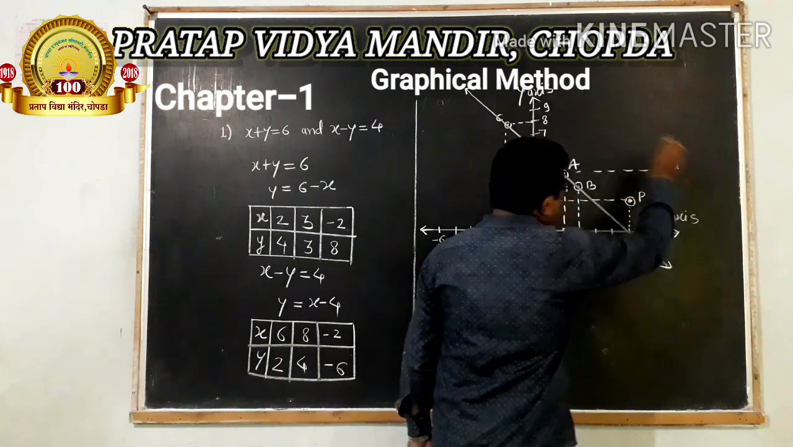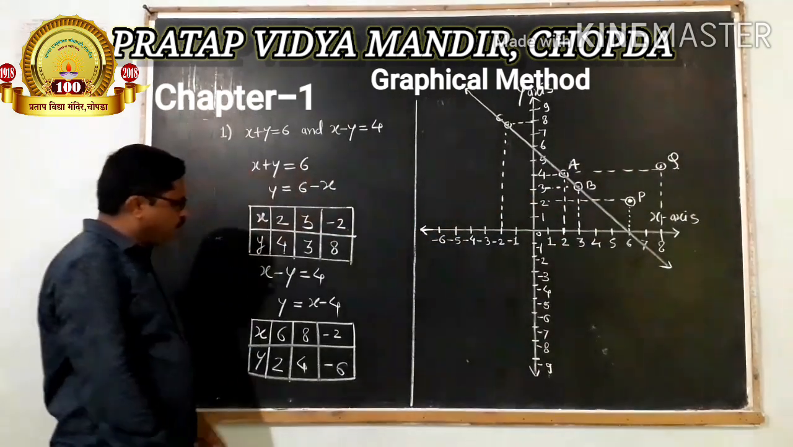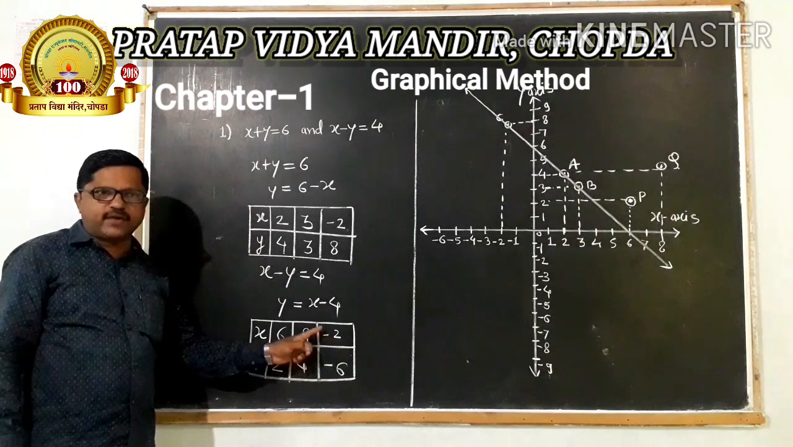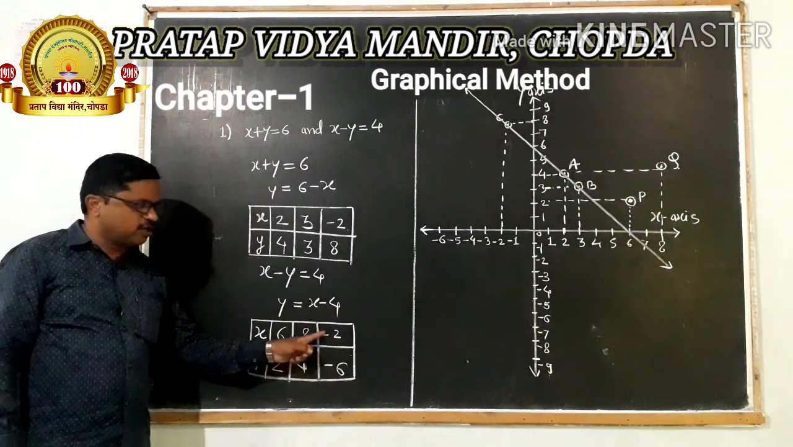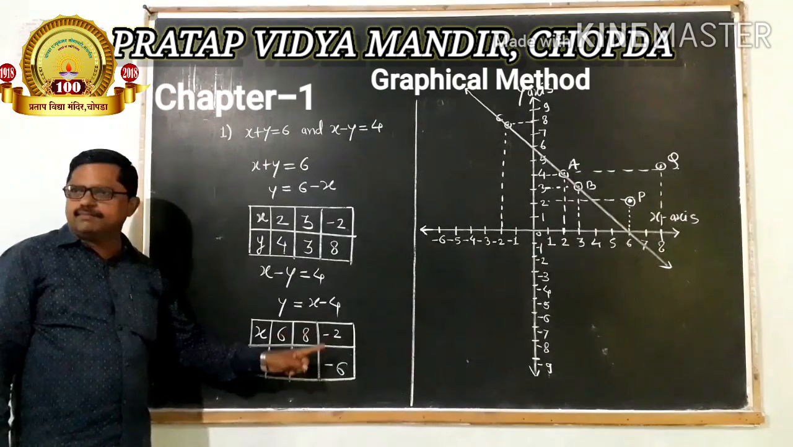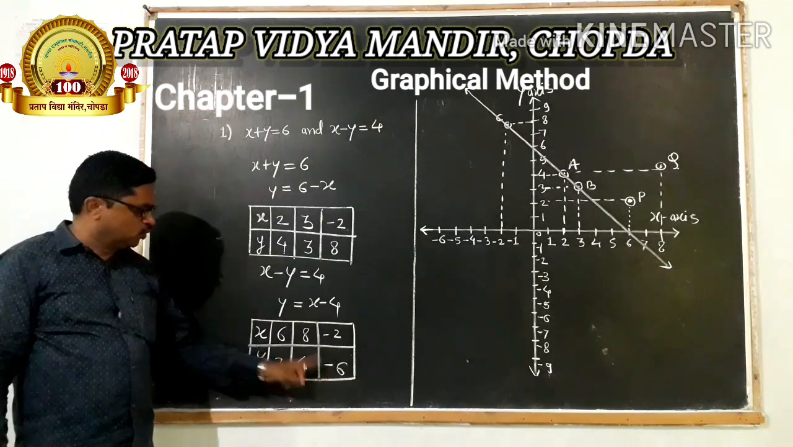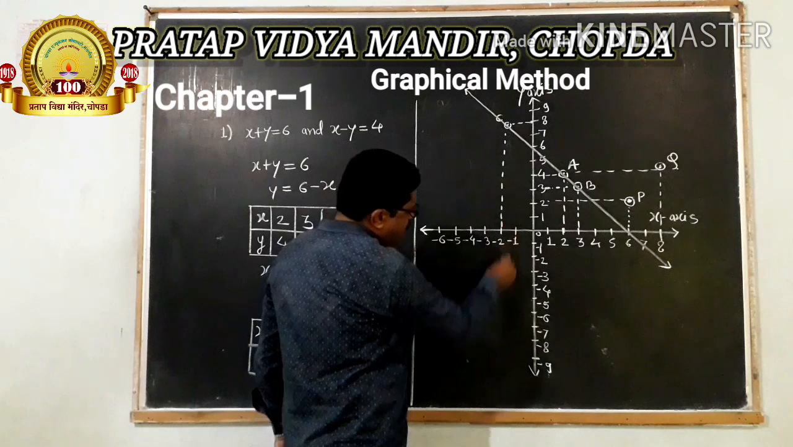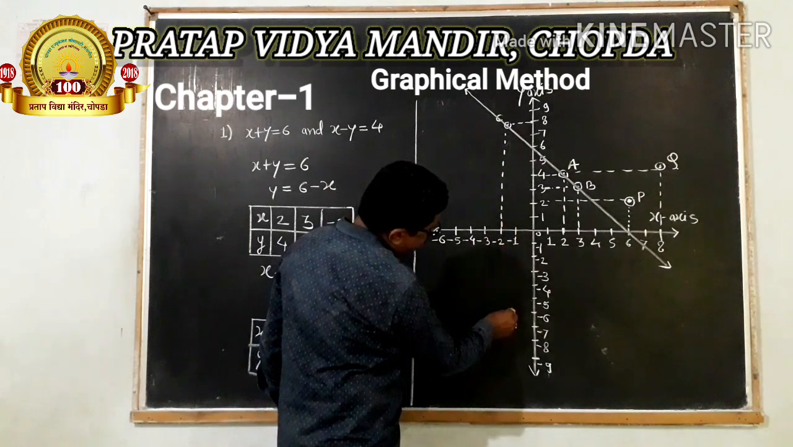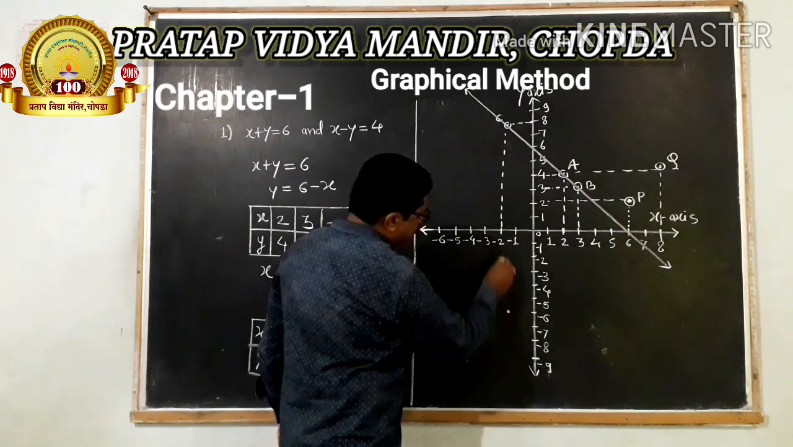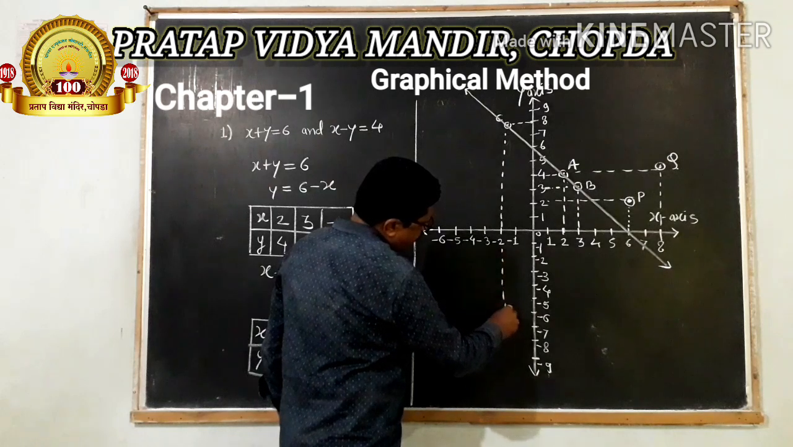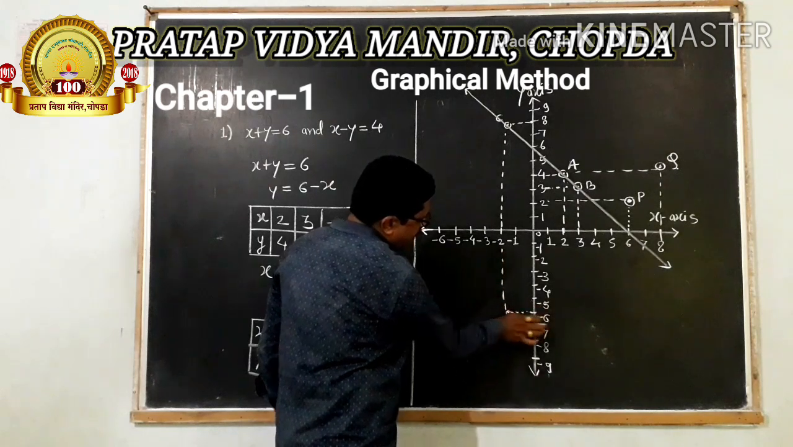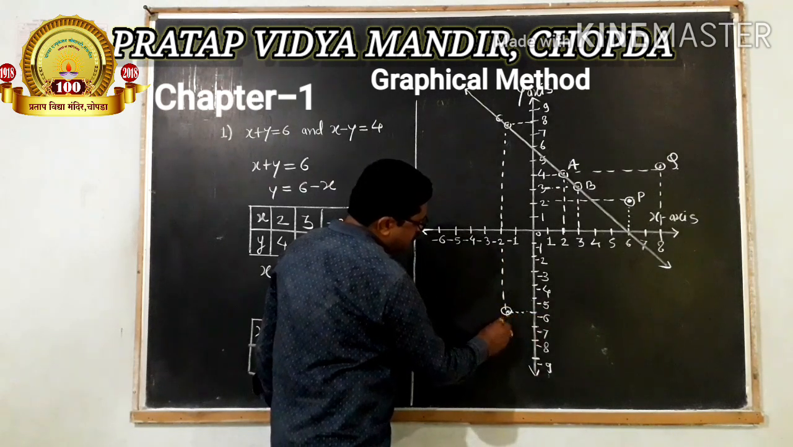This is point Q. And for the third point, the coordinates are minus 2, minus 6. Minus 2 on the x-axis, minus 6 on the y-axis. The point will be here. On the x-axis, minus 2. On the y-axis, minus 6. This is the point and it is R.